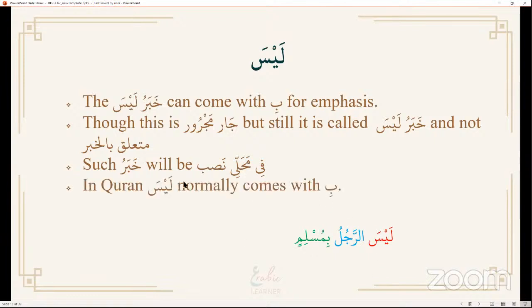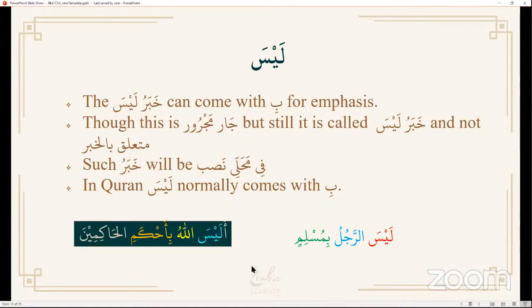Now usually in the Quran, whenever khabaru Laysa is coming, it is coming with ba zaida, bi. Though you will see examples in the Quran where Laysa comes with mutalik bil khabar also. It doesn't mean it is not coming with mutalik bil khabar, but I am talking about khabaru Laysa. Khabaru Laysa in the Quran usually is not coming mansoob, it is coming with bi. Understood? For example, alaysa Allahu bi ahkamil hakimin. Is not Allah the judge of the judges, the great judge of the judges? Alaysa Allahu bi ahkamil hakimin. Clear?